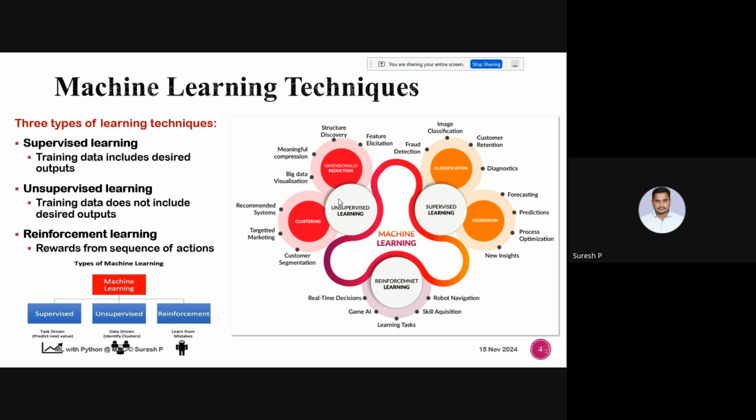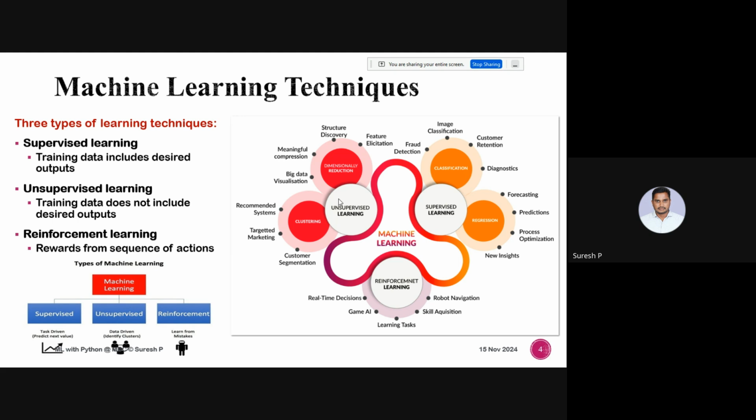In unsupervised learning, the data will not have the desired output. It will have only the input data. The input data will have some similarities and some insights. So from those similarities, the unsupervised learning algorithm will learn the hidden pattern, and it can be used for certain operations. So that is unsupervised learning.